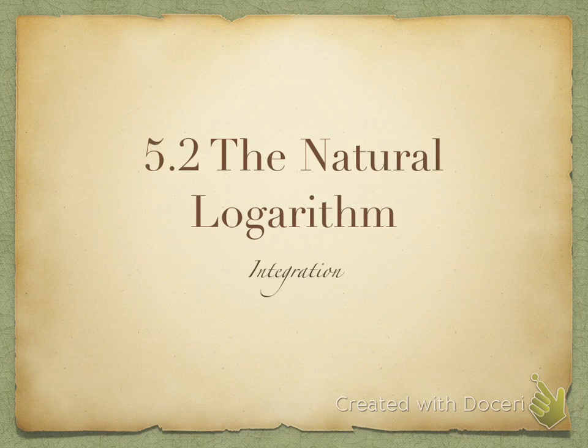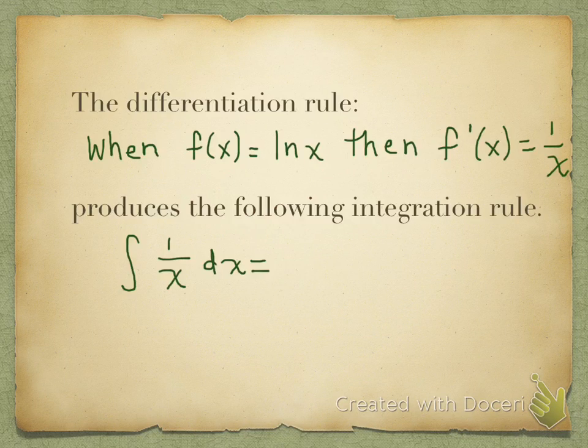All right, so we're going to start with 5.2, the natural logarithm with integration. This is a rule you have seen, but you've seen it written in reverse. We had a function f of x equals ln x. We took its derivative, and it was 1 over x, and we spent a whole section, 5.1, talking about that rule. Yes, we did. So that produces the following integration rule.